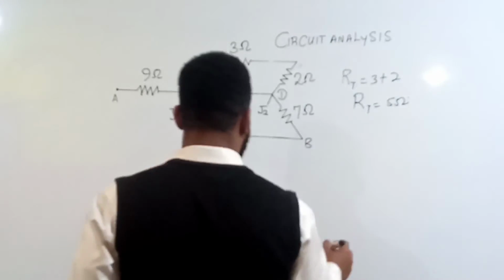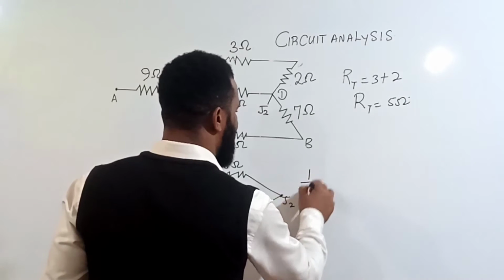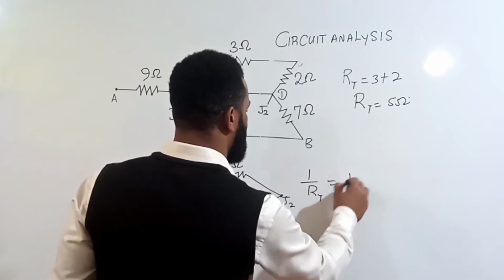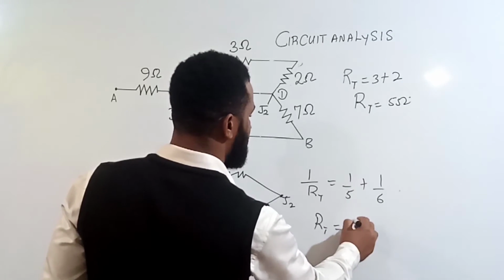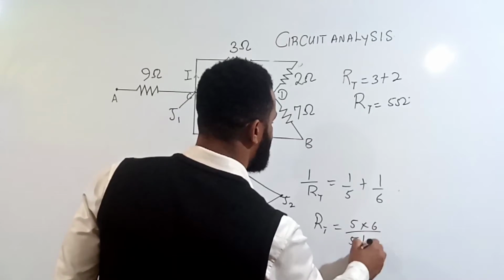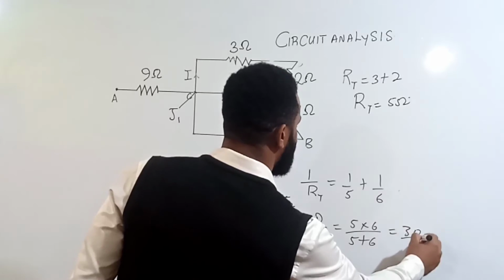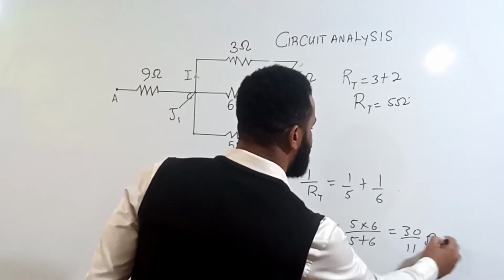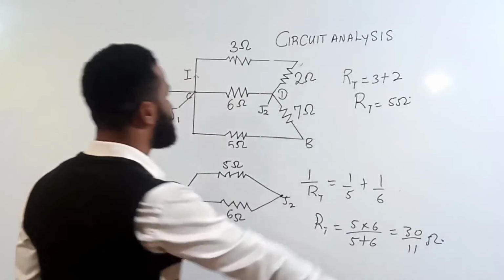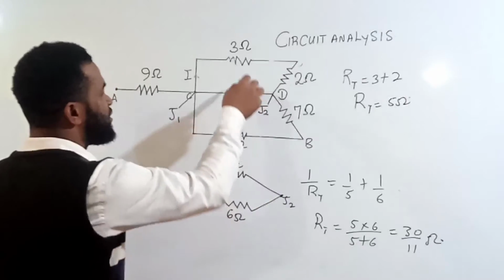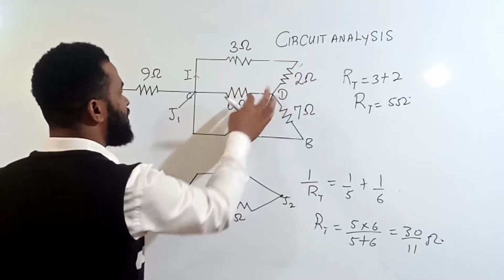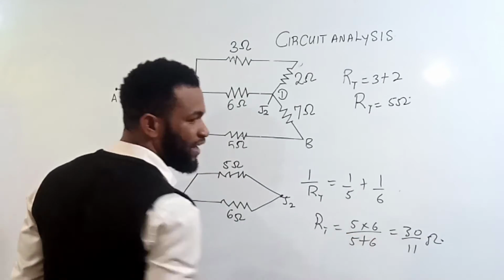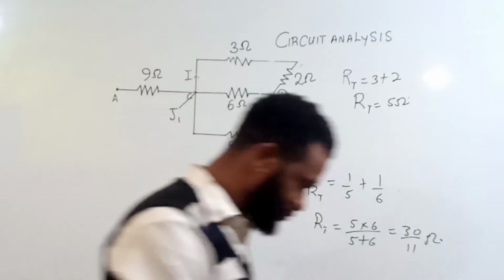Therefore, I'm going to say that 1 over total resistance is going to be 1 over 5 plus 1 over 6. At this point, it's going to be 5 times 6 all over 5 plus 6, which is 30 divided by 11 ohms. So this is what I have. That is, this and this are taken care of.